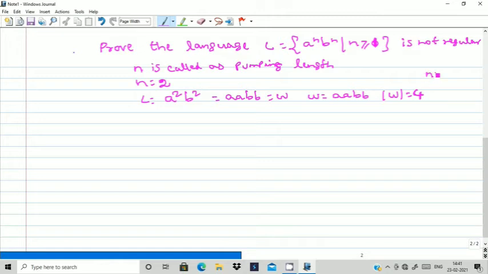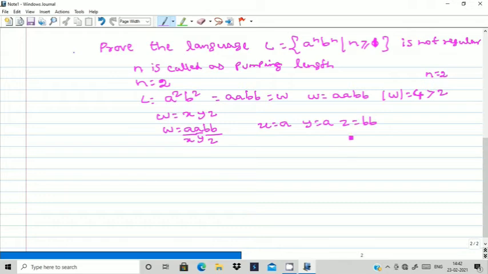What is the pumping length? n equal to 2 is the pumping length. Is 4 greater than 2? So the condition is met. Now we split W into three portions X, Y and Z. We have W as AABB. I take A as X, A as Y and BB as Z. So X is equal to A, Y is equal to A and Z equal to BB.